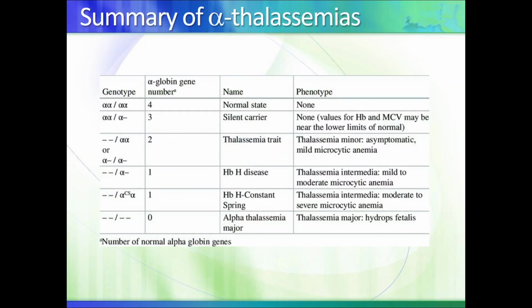Okay. Again, these are the different categories, or genotypic types, of alpha thalassemias. You have the silent carrier, the thalassemia trait, the HbH disease, and the alpha thalassemia major when all 4 are deleted.